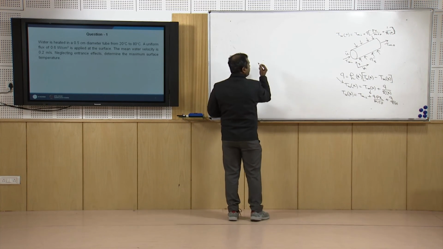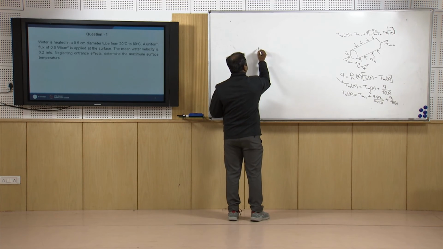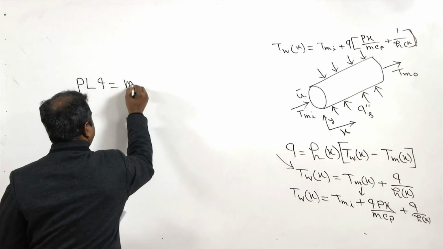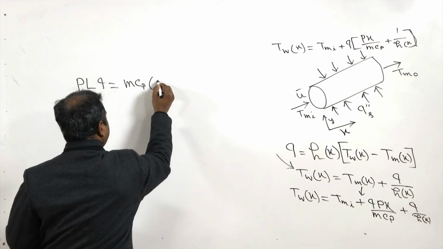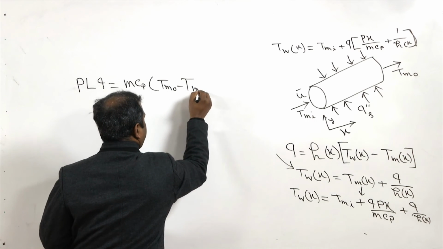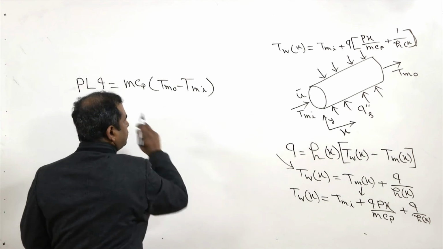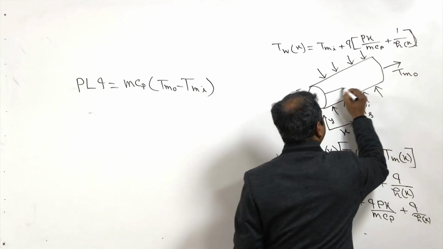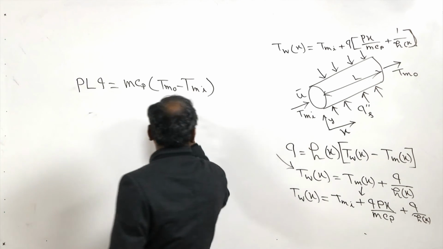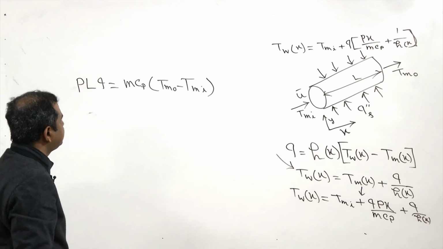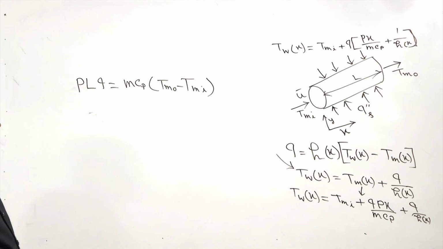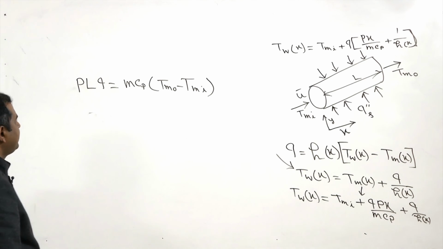So, we have seen this PLQ is equivalent to m Cp and then Tmo minus Tmi. Why have I written this? Because this is considering the whole pipeline. Let us say the pipe has length L. For the whole pipeline, the inlet temperature and exit temperature come in here, and L comes in here.